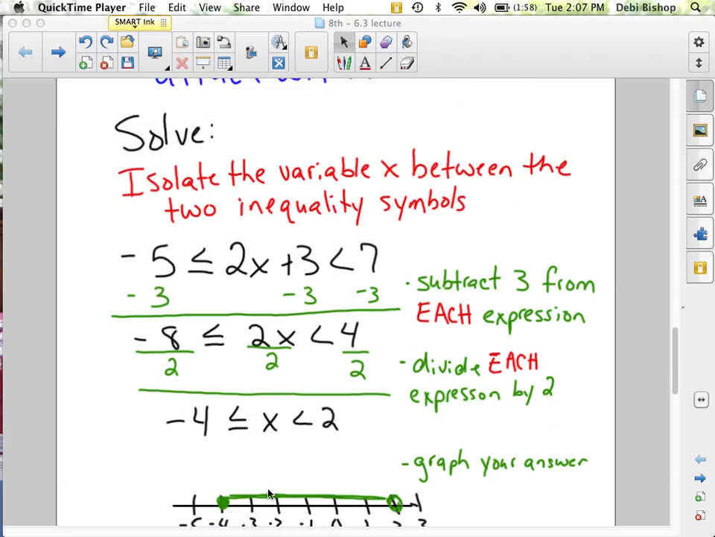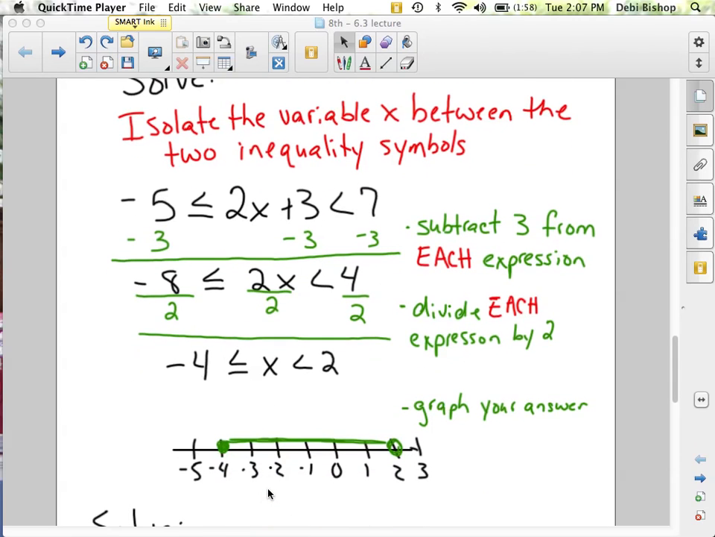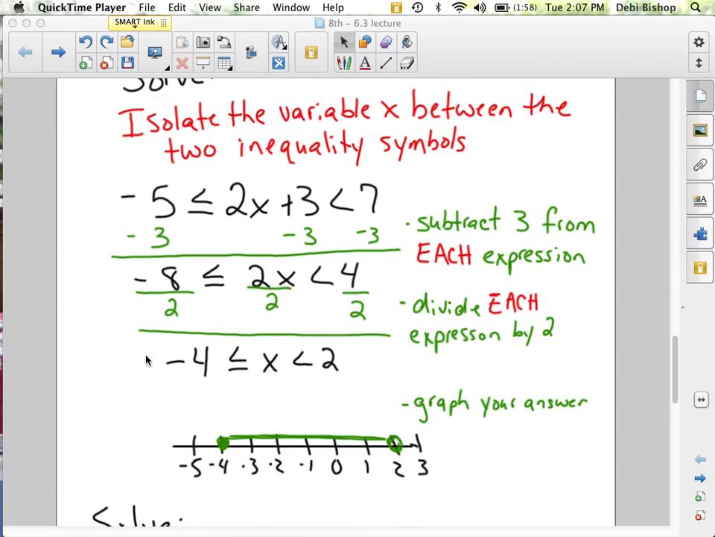And then I will graph my answer. So if I look at this, negative 4 is less than or equal to x. If I flip-flop it around, it's the same thing as saying x is greater than or equal to negative 4. So I put negative 4 solid dot, and it goes to the right. And then I have x is less than 2. So that's an open dot, and then it goes to the left. And you can see, since it's an and statement, because there's only one variable in there, they should overlap and connect from one dot to another.